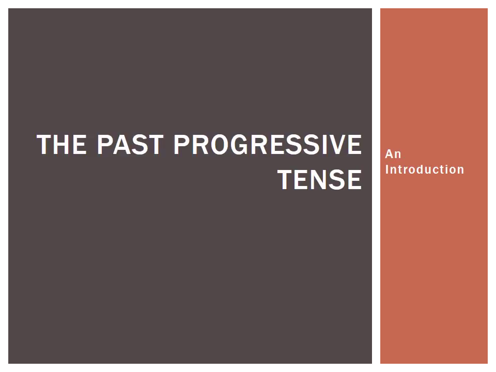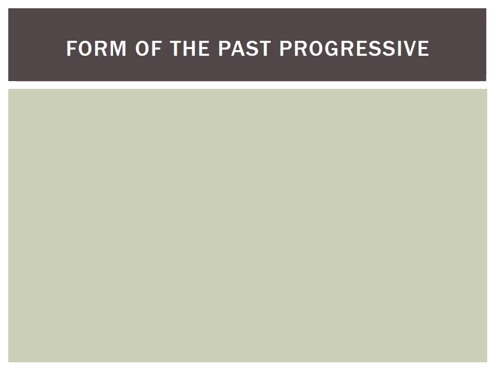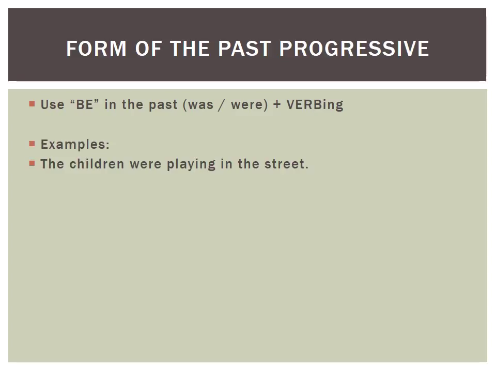This presentation is about the past progressive tense. The past progressive tense is formed by using a past tense form of be and a verb that has ing on the end. It's similar to the present progressive, but instead of am, is, or are, we're going to use was or were. Let's look at some examples.